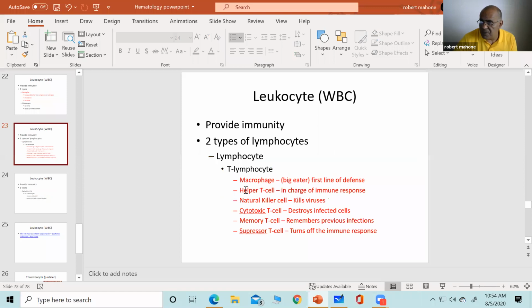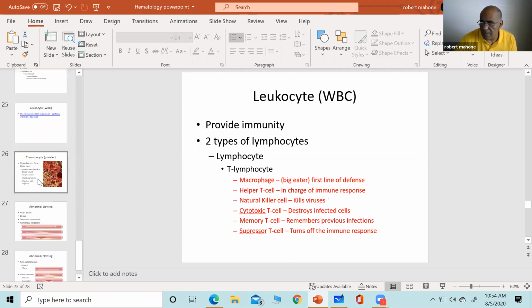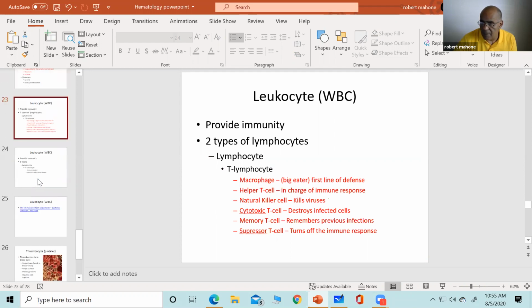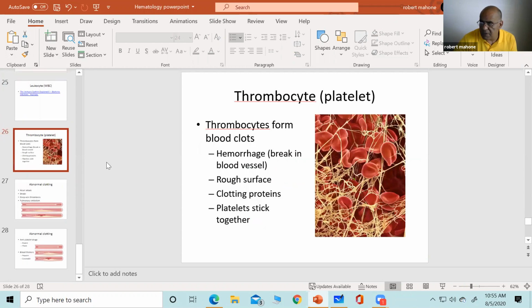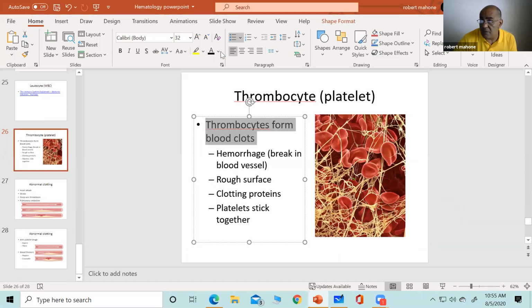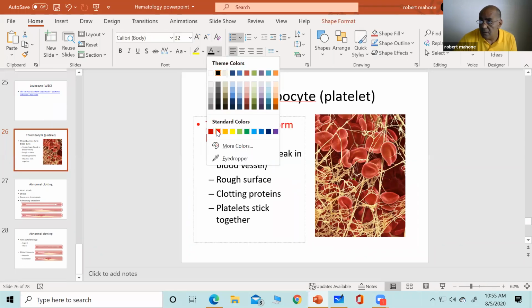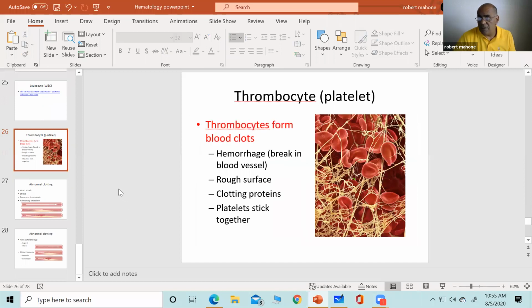The 5 types of T cells. And then, don't ask any questions about platelets. Yes, I do. I know I do. The blood cell that's responsible for forming blood clots are your thrombocytes.